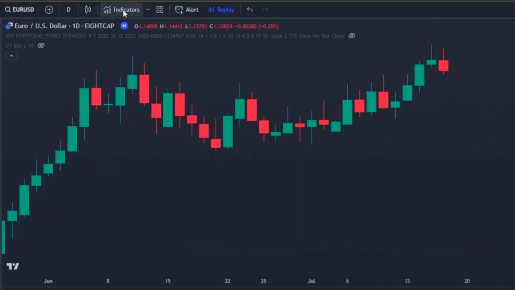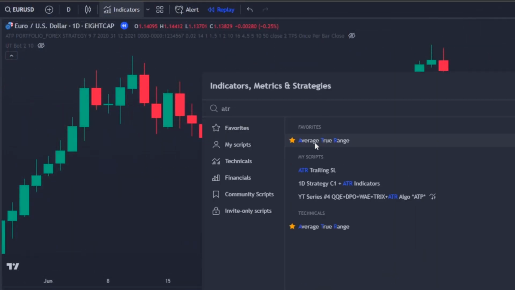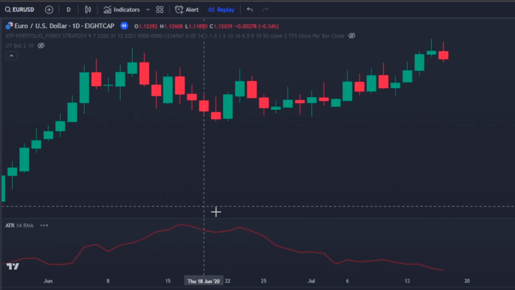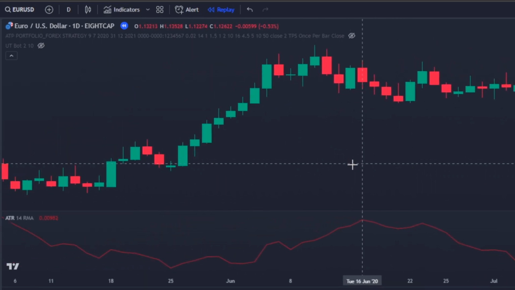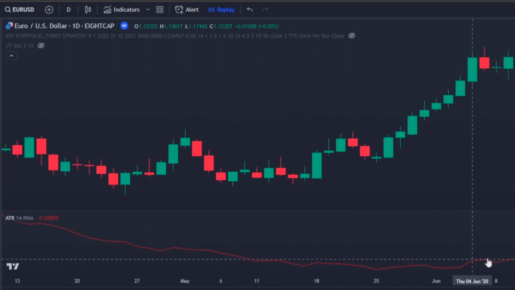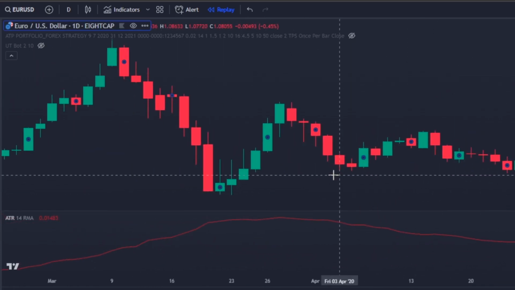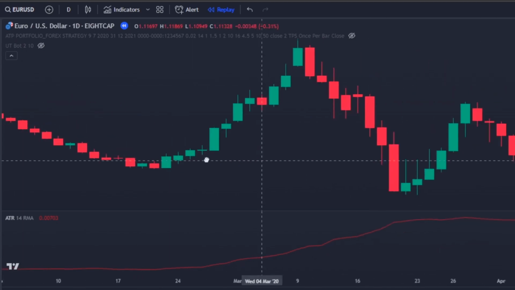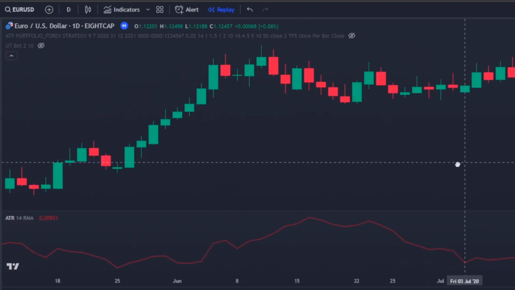Regarding the risk management, I'm going to use the exact one used by NNFX, which is based on the average true range indicator. The ATR is a technical indicator used to measure the volatility of an asset's price over a specific period of time, and, therefore, is the best indicator that exists for the risk management of our strategy.